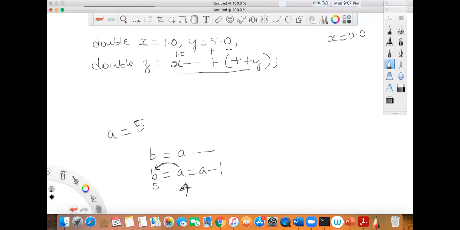Then plus, what is there over here now? This is 5, sir, 5.0. We have to pre-increment it. So plus y pre-increment. First it will increment, then I'll take its value.